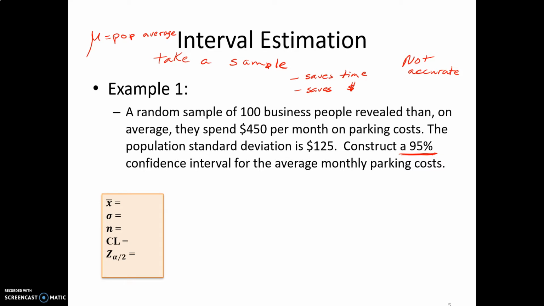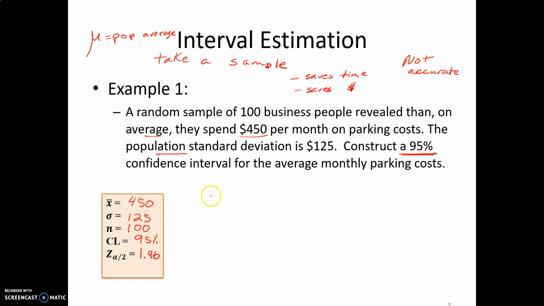So we're going to write down some of the key values that we need. Remember, this X bar symbol here is a sample average. So we take a sample, we find that they spend on average $450. The population standard deviation is given to us, 125. Our sample size, a random sample, is 100 business people. And the confidence level is stated at 95%. Remember, in the previous video, a 95% confidence interval gives us a Z value of 1.96.